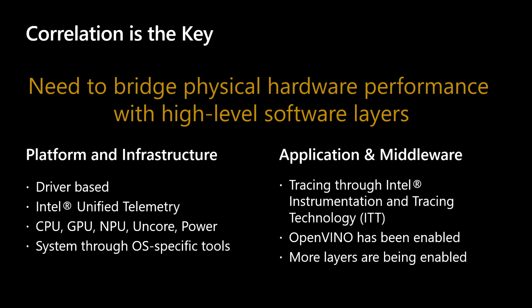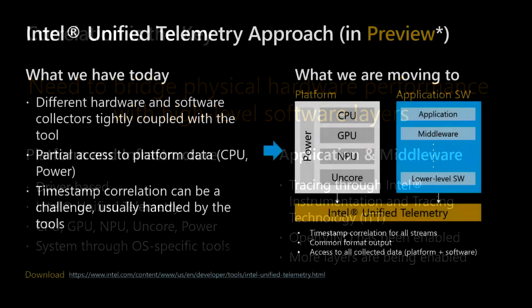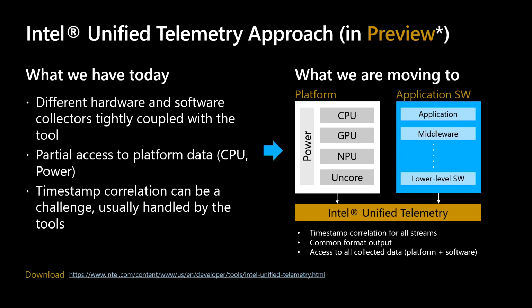From the application side, we're going to incorporate the tracing through ITT, or Intel Instrumentation and Tracing Technology. This is an open source project that's been around for a long time. And a lot of the Intel stack has been instrumented with this, right? Your OpenVINO stack, oneDNN, and other things that are a part of the AI stack have all been instrumented with this. And over time, we're going to be enabling more and more layers. So this is where we're getting some of the software telemetry, in addition to whatever has already been instrumented. And that is the capability that unified telemetry is going to provide.